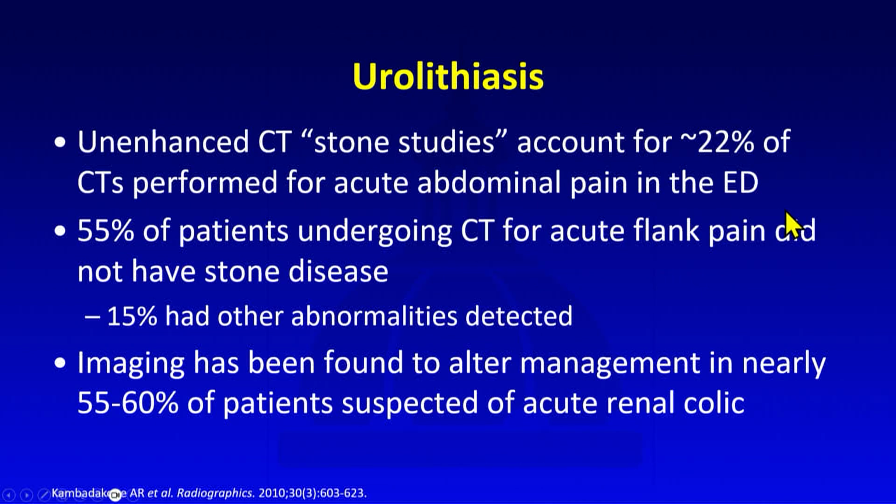And these stone studies are very common. They account for 22% of CTs performed for acute abdominal pain in the ED, and 55% of patients undergoing the CT for acute flank pain did not have stone disease. 15% had other abnormalities detected. But overall, these stone studies are very helpful in altering clinical management in nearly 60% of patients suspected of acute renal colic, both in identifying the other pathologies and in identifying complications related to the stone disease.